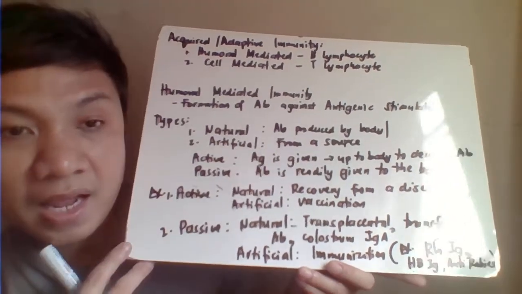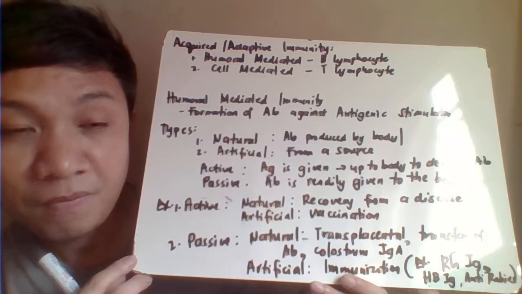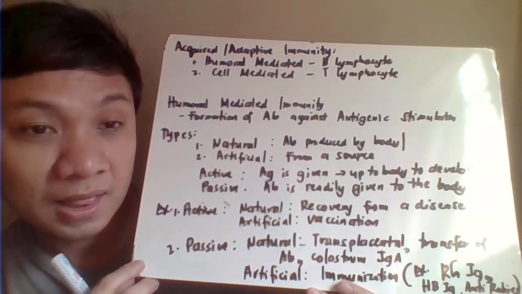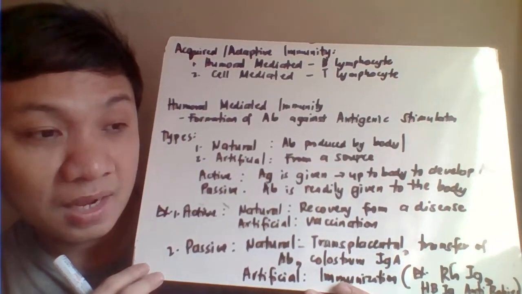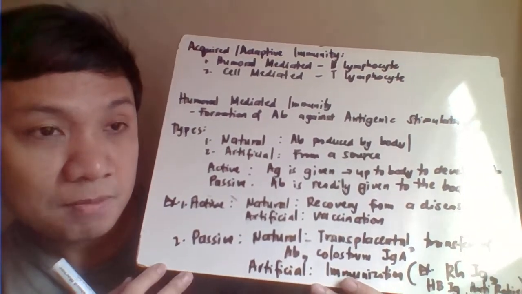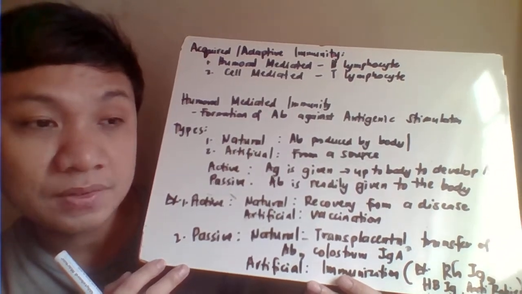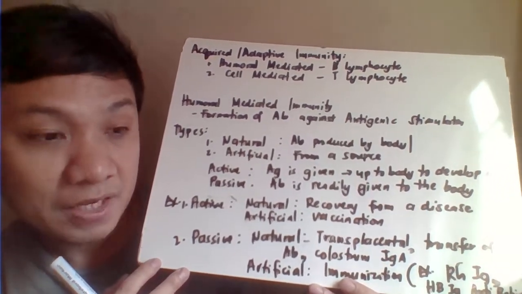For example, we have your Rh immunoglobulin, or simply RhoGAM, to prevent Rh HDN. It gives the immunoglobulin, so that's antibody. When antibody is given to you, that's already passive. And the source is outside your body, so that's your artificial.